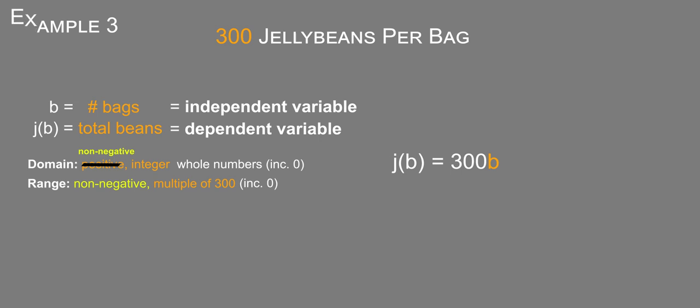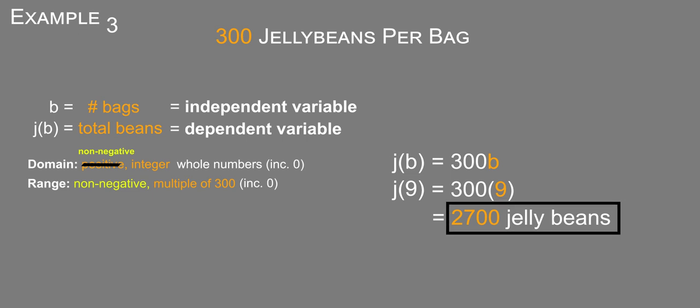Then last but not least, we're asked to find how many jelly beans are there in 9 bags of jelly beans. So we're looking for J of 9. We simply substitute 9 for B, the number of bags, so 300 times 9, which is going to be 2,700 jelly beans.